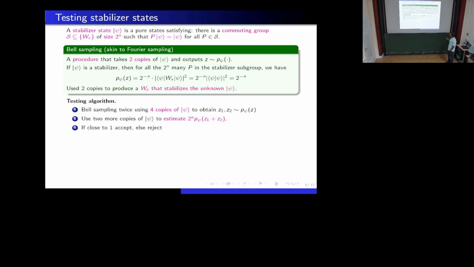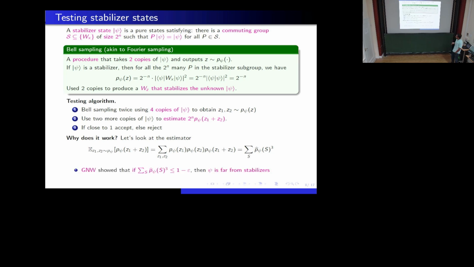Right, so totally it just takes 6 copies, and the surprising thing is if you look at the probability of this test accepting, let's just look at the left-hand side here. I got a Z1 and Z2 from this distribution P psi, evaluate P psi of Z1 plus Z2. That was my estimator. If you write this out, that's exactly this. And if you write the Fourier decomposition of all these things out, that's exactly this. And surprisingly, Gross, Nezami, and Walter in 2020 showed that if this quantity is at most 1 minus epsilon, then psi is far from stabilizer states.